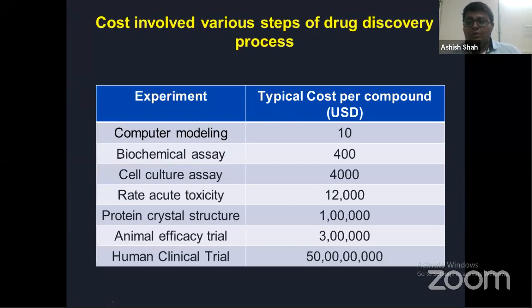So you can assume, if you have 1 lakh compounds, how much cost you are spending on this. But if you have this technique, computational modeling, per compound you are only spending 10 USD. So you can assume how much cost has been saved. And for a pharma company, the first thing is cost-effective drug development. So to do cost-effective drug development, you must adopt this approach, known as computer-aided drug design or in silico drug design.